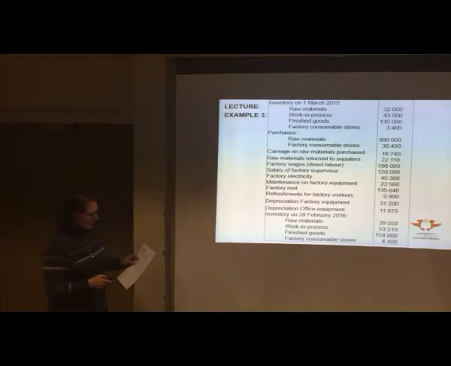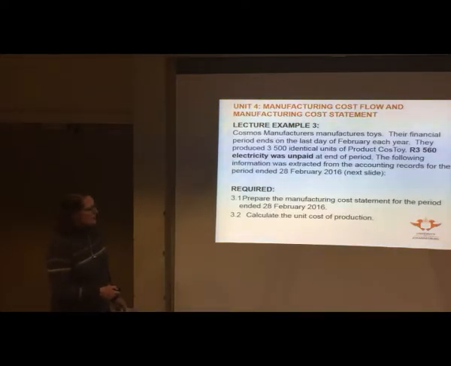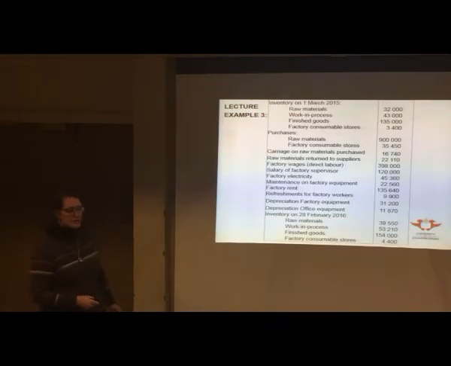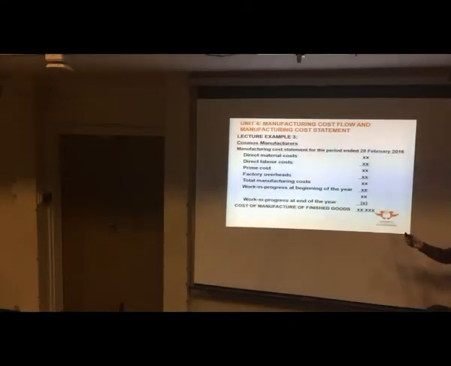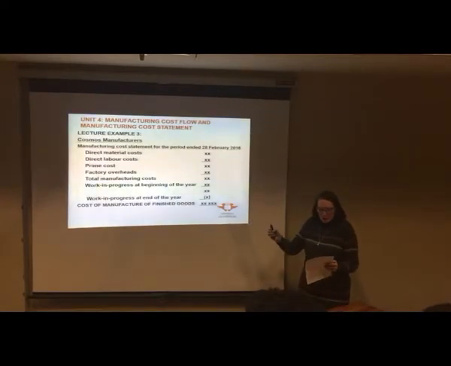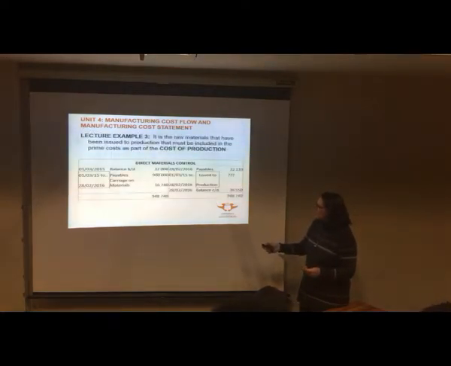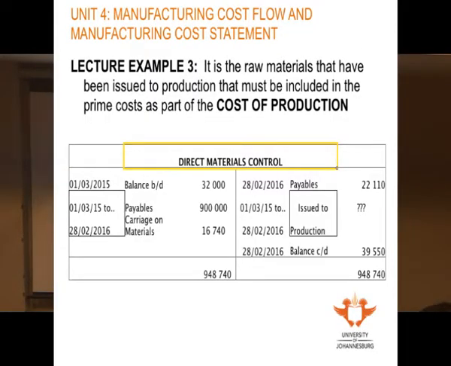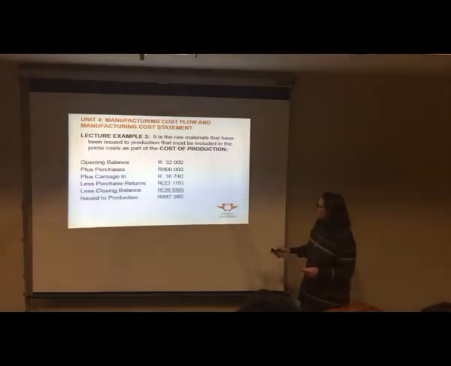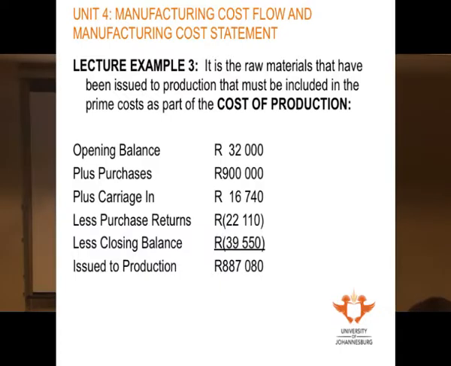So let's see if you can do that now. You're required to do two things, the manufacturing cost statement and the unit cost of production at the end of the period. So once you've got your total cost of manufacture of finished goods, you're going to divide it by your 3,500 units. What you have to do is calculate the direct materials. So we're going to take the opening balance of direct materials plus the purchase of raw materials plus the carriage on raw materials purchased minus the raw materials returned to supplier minus the closing balance of raw materials. Okay, so the opening balance plus the purchases plus the carriage minus the purchase returns minus the closing balance will give us the issue to production of 887,080.